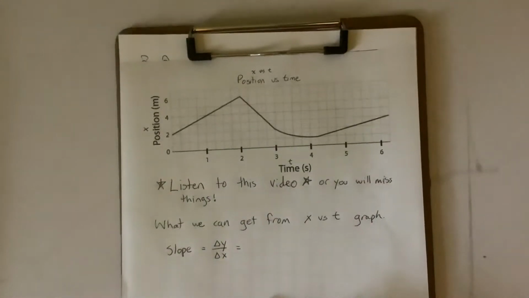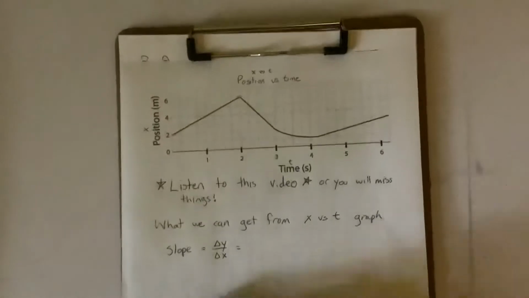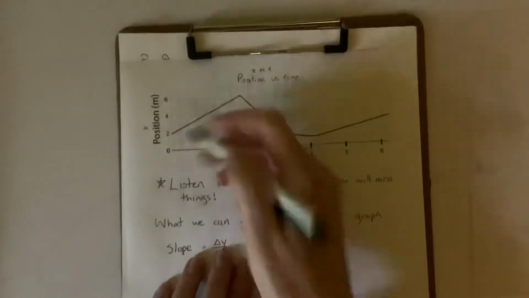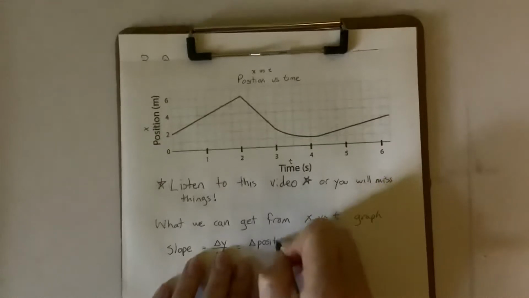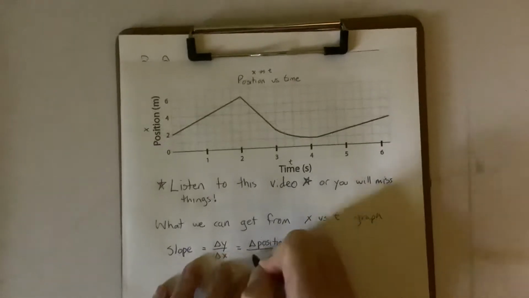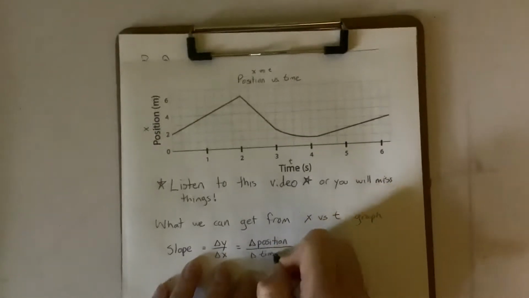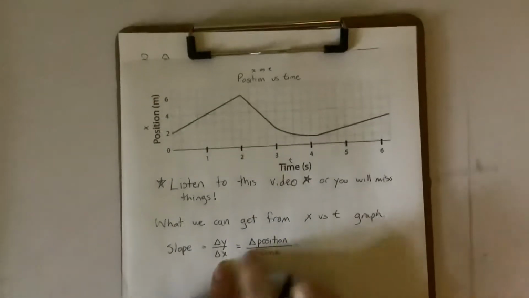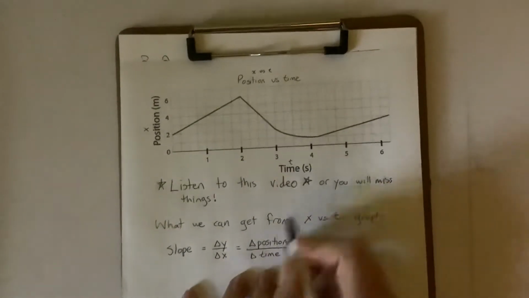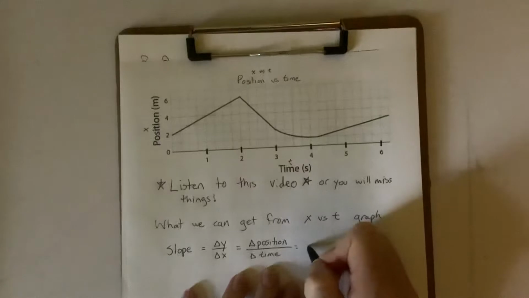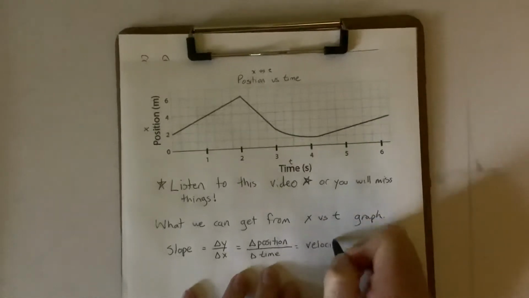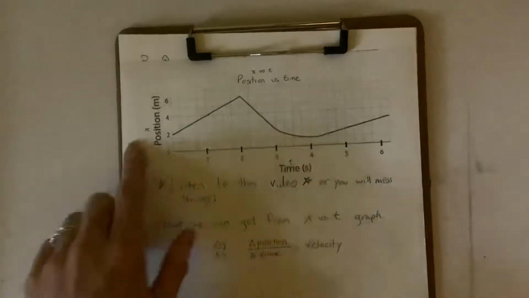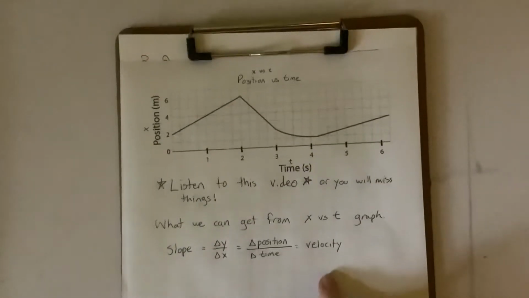So I'm going to write some extra words here. On the y-axis, I have position. So that's change in position over the change in time. Now I wrote position out because it's the x thing there. Right, so change in position over change in time. Hopefully you've already figured out that that is a velocity. So the slope of an x versus t graph is the velocity. Okay.